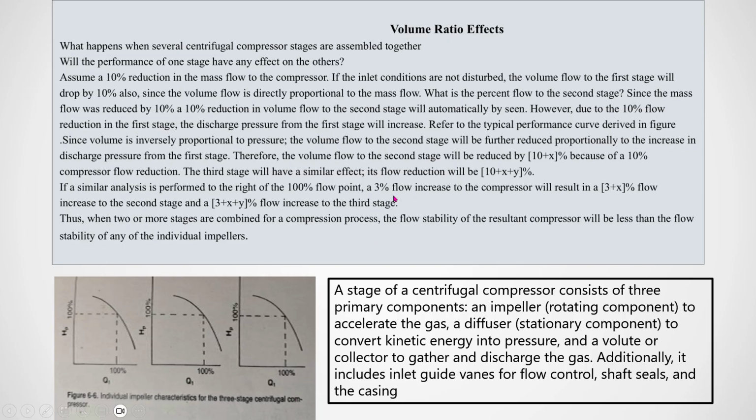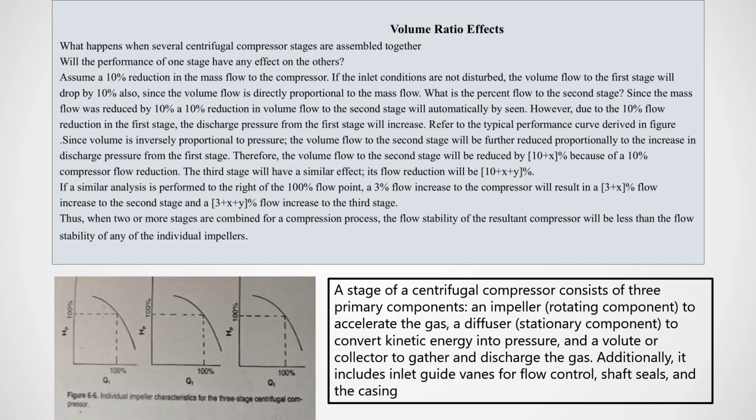What is a stage? What does a stage consist of? One stage of a centrifugal compressor consists mainly of three primary components. One is the impeller, the rotating part. Another is the diffuser, the stationary part, which converts the kinetic energy into pressure energy. And there is a volute, which collects all the gases and discharges them outside. Additionally, there are inlet guide vanes, shaft shields, etc. In this case, we are going to discuss a stage as the rotating part and the stationary diffuser.